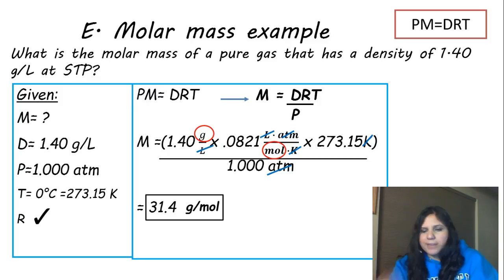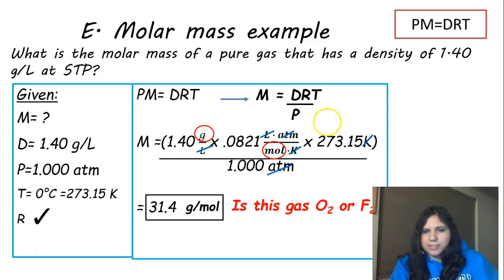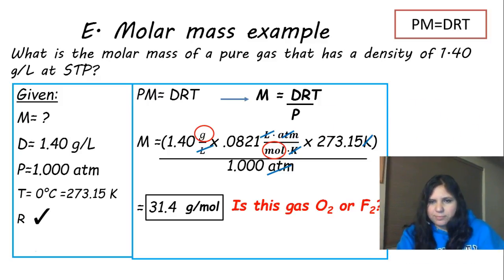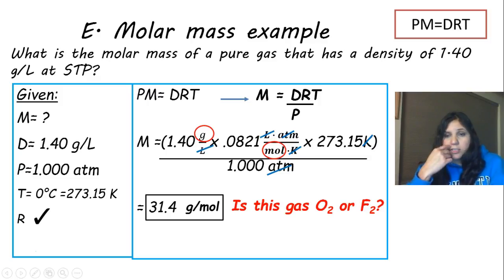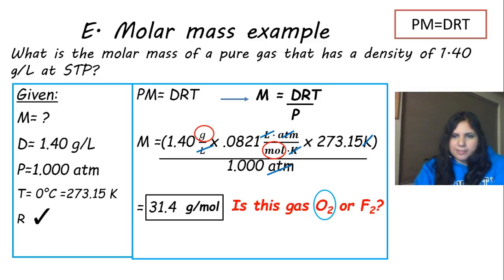All right, so what if I asked you this question? Is this gas oxygen or fluorine? So you would look at the molar mass of oxygen and the molar mass of fluorine. Oxygen is 32 grams per mole. Fluorine's about 38 grams per mole. It's 19 times 2. It's closer to the molar mass of oxygen, so we're going to go ahead and say that this is oxygen.